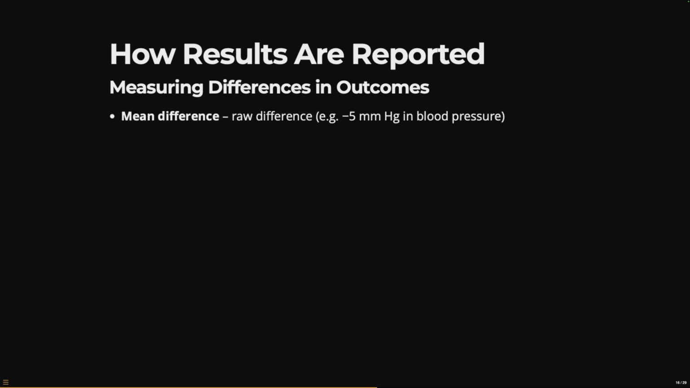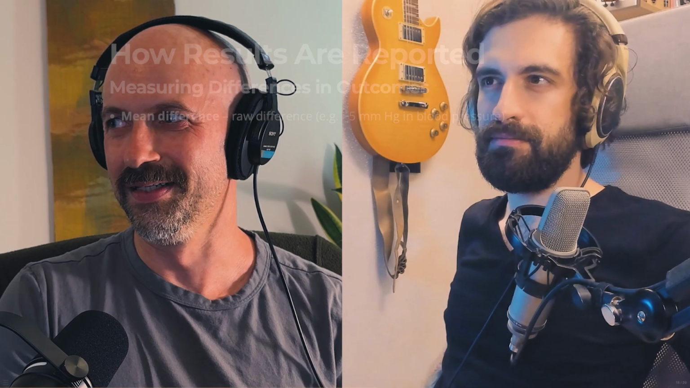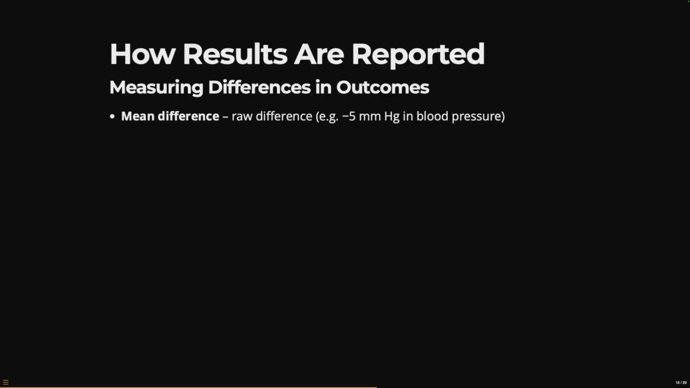Often you'll see just a simple mean difference, and that's just like you take one group's average and subtract it by the other group's average. And here the example is just -5 millimeters mercury in blood pressure. So it's just saying the difference between the groups is -5.